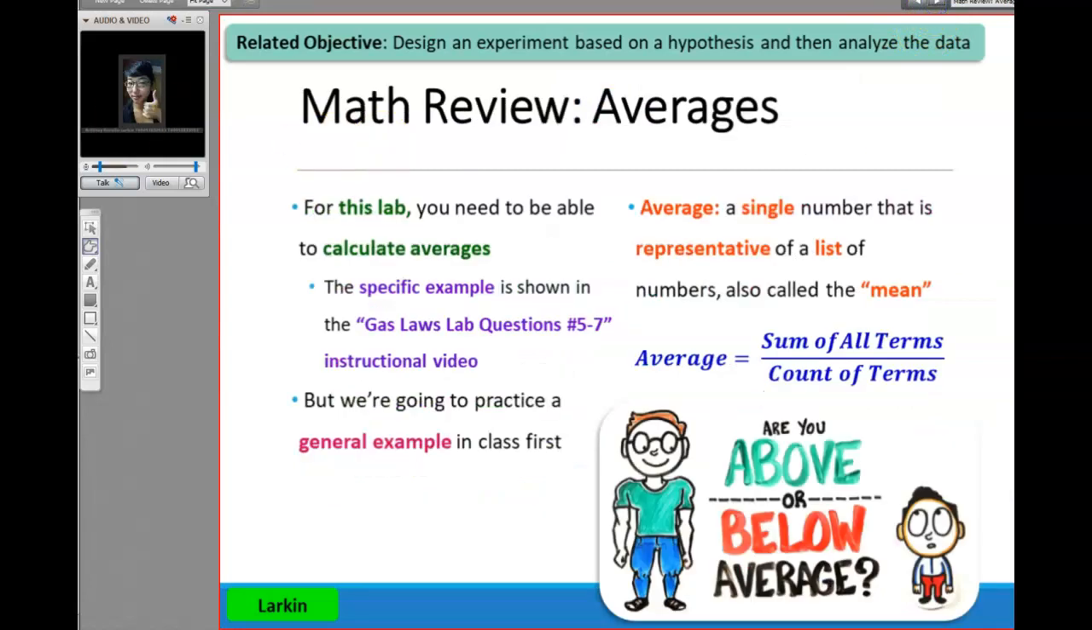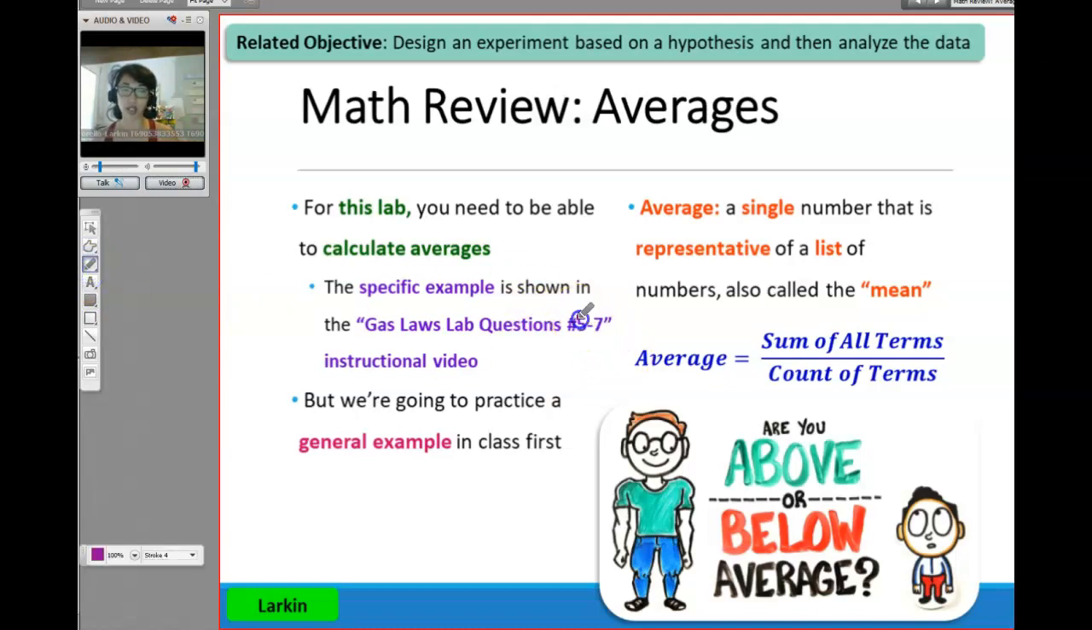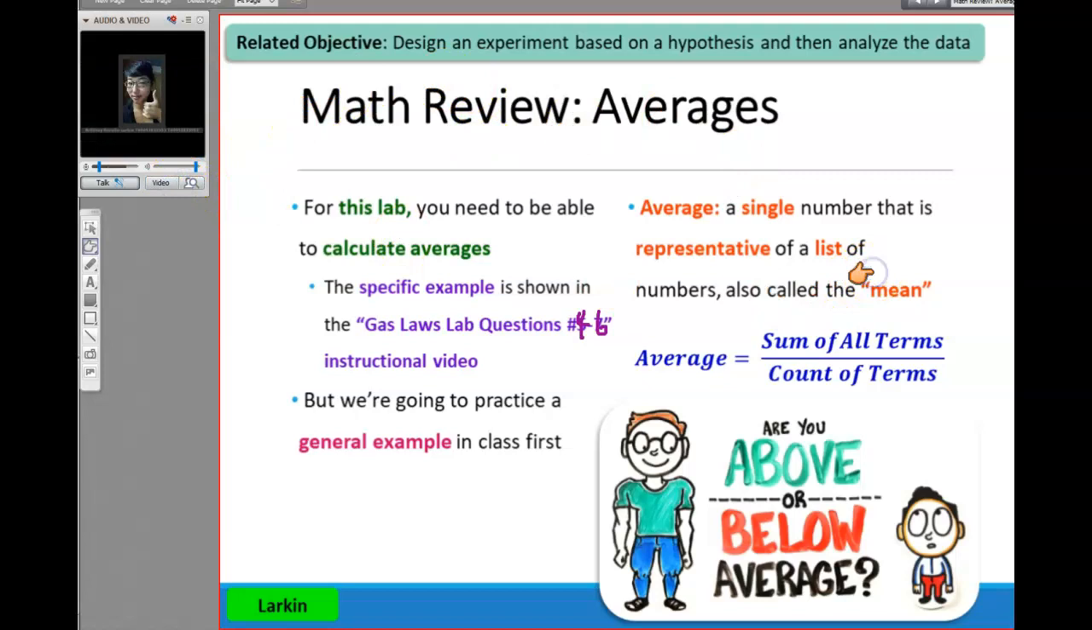Thank you, everyone. All right, so for this lab, you do need to be able to calculate averages. I do show you a specific example in today's lab. I show you exactly how to do it in the instructional video today, in questions 4 through 6. But I am going to practice a quick example with you just in case you're not familiar with averages. An average, remember, is just a single number that represents a list of numbers. You could also call it the mean.